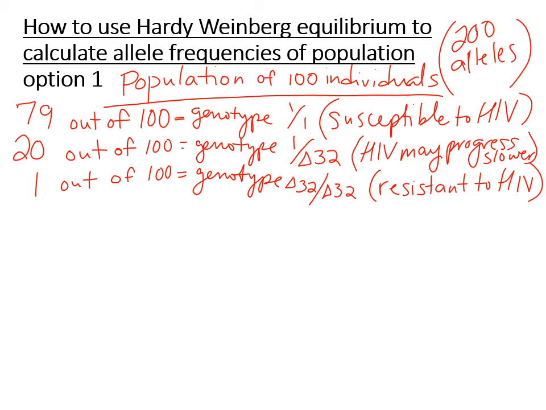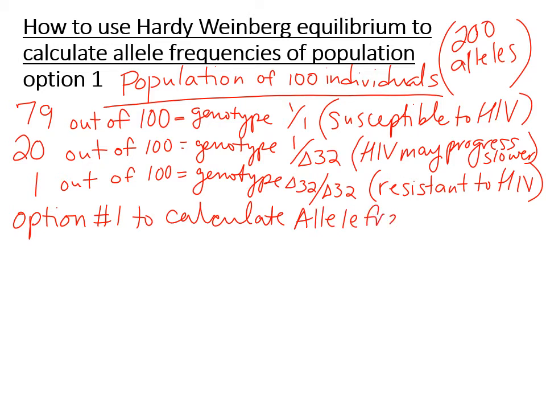Now, the first way to tackle this problem, you've been given three genotype frequencies: 79 out of 100, 20 out of 100, and 1 out of 100. If you want to know the allele frequencies, the first way that you can do this, I'll write it so you remember in your notes, option number one to calculate allele frequencies of this population, is simply count the alleles.